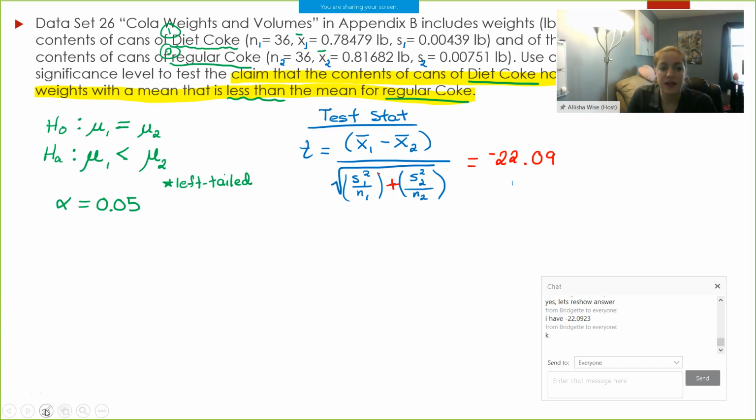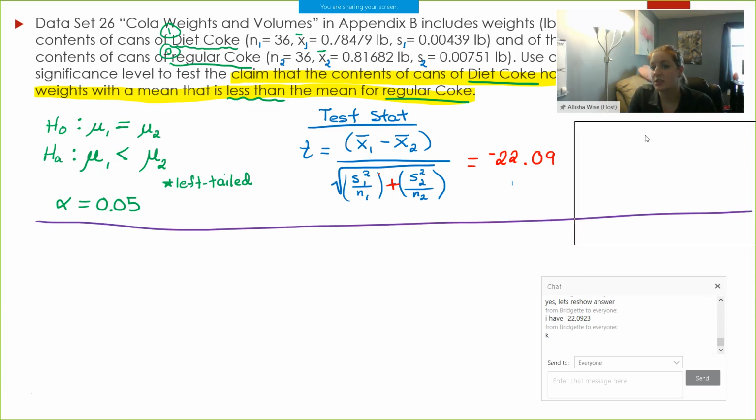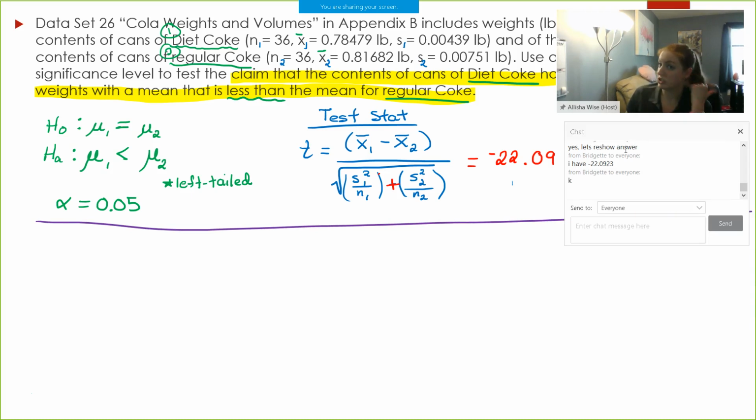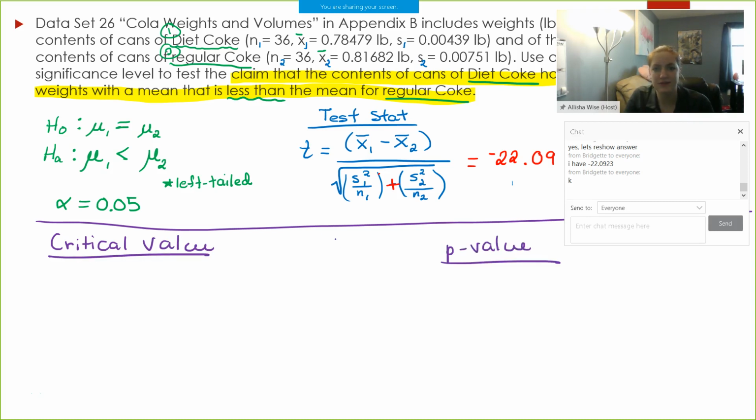Okay, well that was super fun and everything. Let's go ahead and move on and test our statistic to see if we should reject the null hypothesis or do not reject the null hypothesis. Those are our two options, right? So there are two ways to do it. We could do the critical value, and then there's the P method. Which one do you guys like more? Anybody?